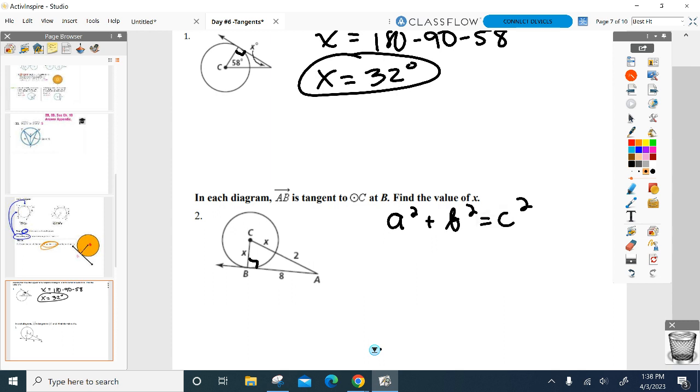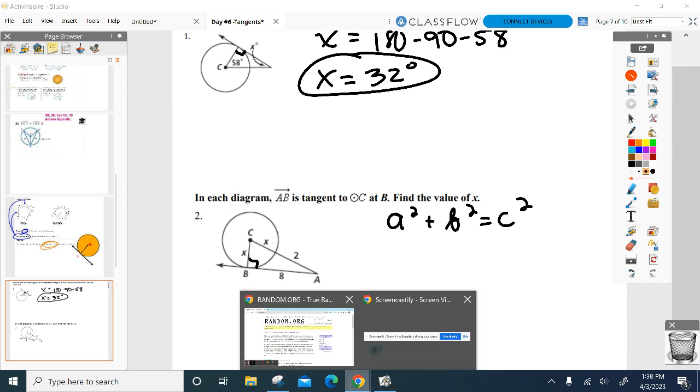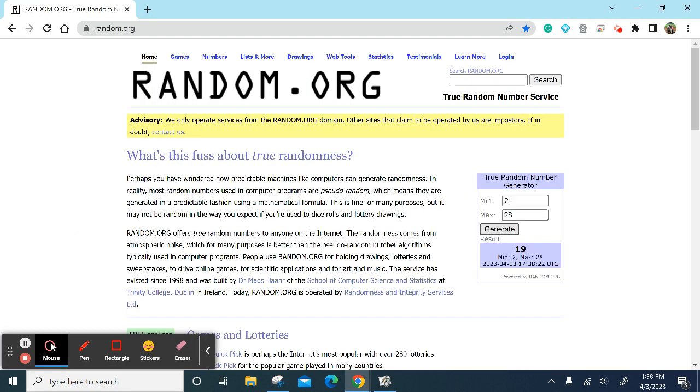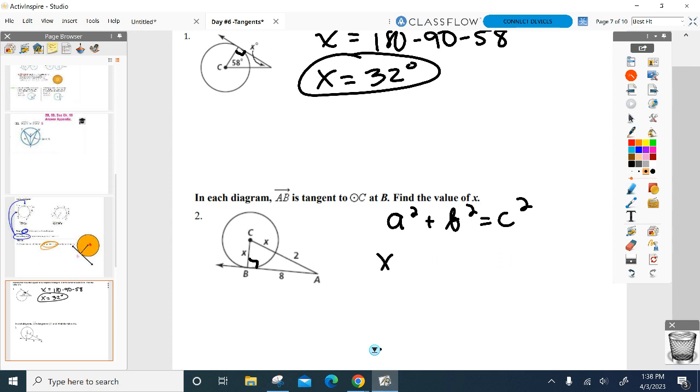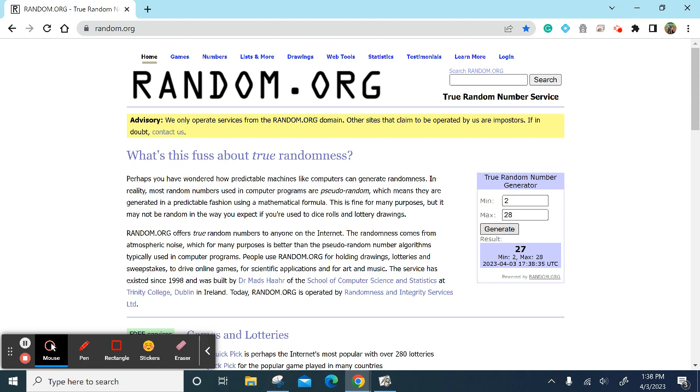Can you identify both legs here for me? What are the two leg lengths in this right triangle? x squared plus 8 squared equals, ooh, can we do the hypotenuse here? How do you write how long the hypotenuse is?